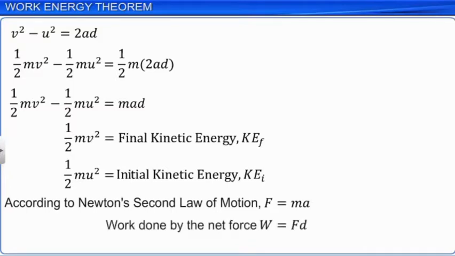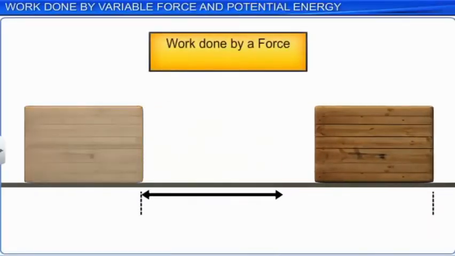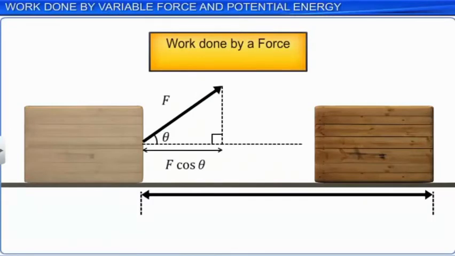We have on the right side the product Fd, which is equal to the work done on the body. This proves that the work done by a constant net force is equal to the change in its kinetic energy. We know that the work done by a force F on a body is W = Fd cos theta, where d is the displacement of the body and theta is the angle between the force and displacement.